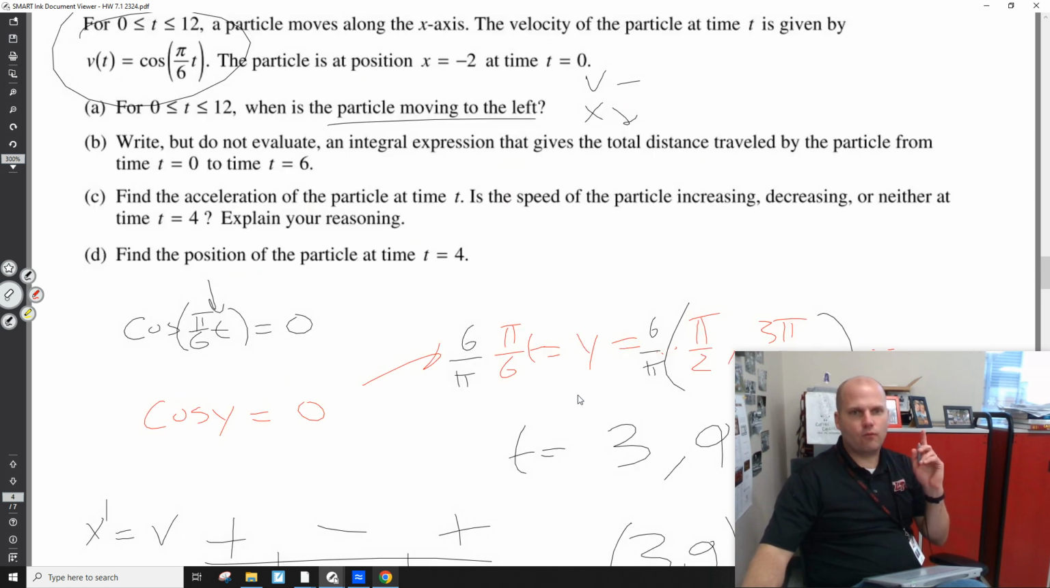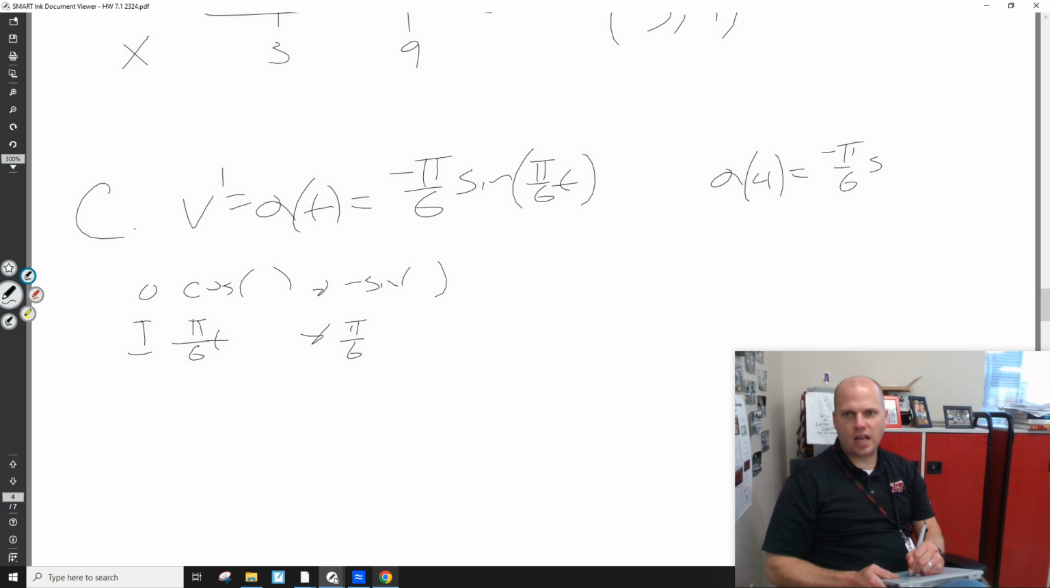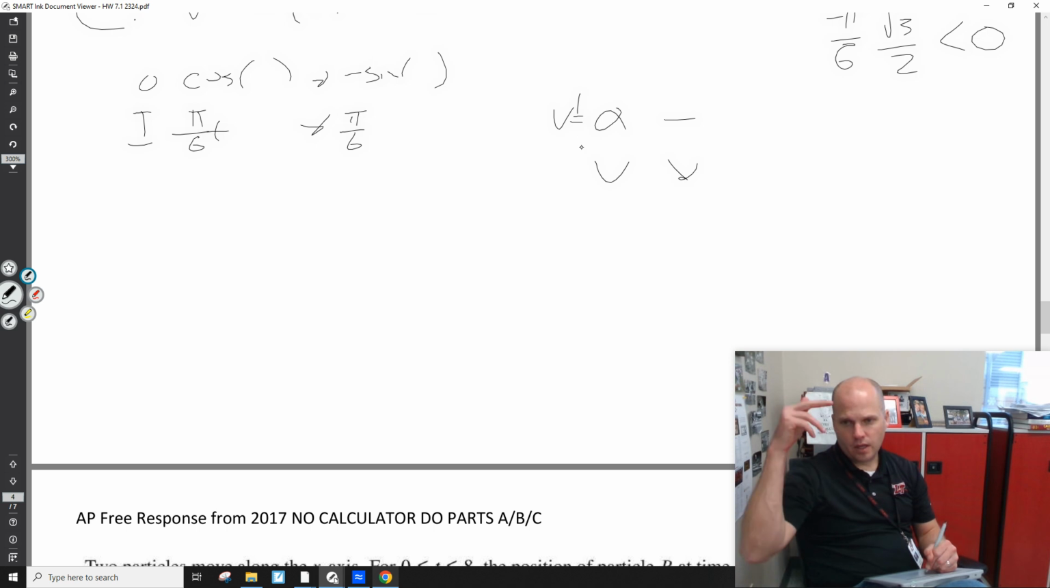Plugging in 4. Don't have to do a full sign analysis, though you could. If you plug in 4, you get negative pi over 6 sine of 4 pi over 6, which is 2 pi over 3. The sine of 2 pi over 3 is root 3 over 2. This is a negative value. So your acceleration is negative, which means your velocity is decreasing, because this is the whole f prime, f double prime tells us about f prime.